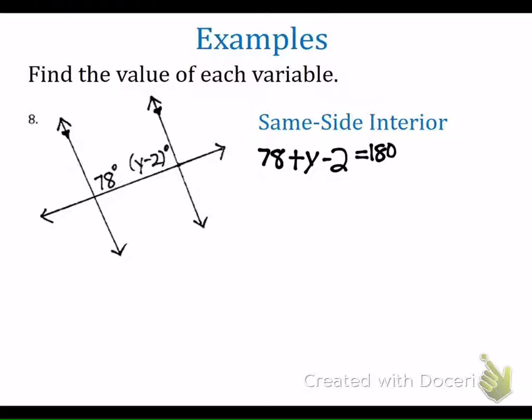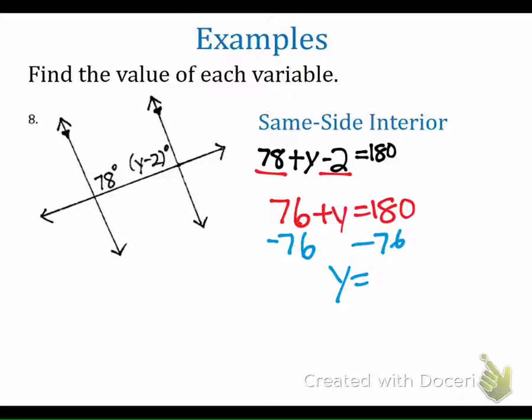I add these together. Just put a plus sign right in the middle, equal to 180. Now, these are like terms. So what's 78 minus 2? 76 plus y. Good.